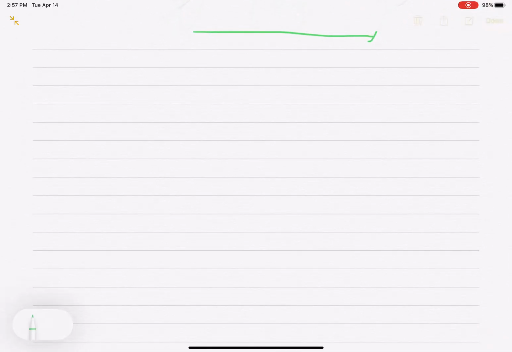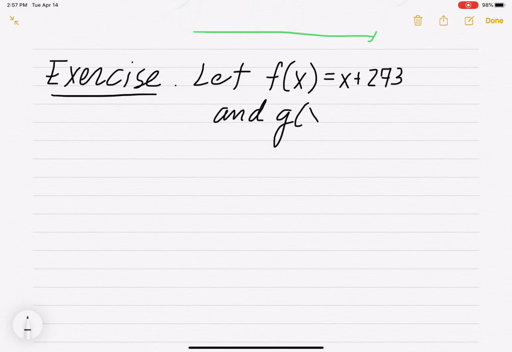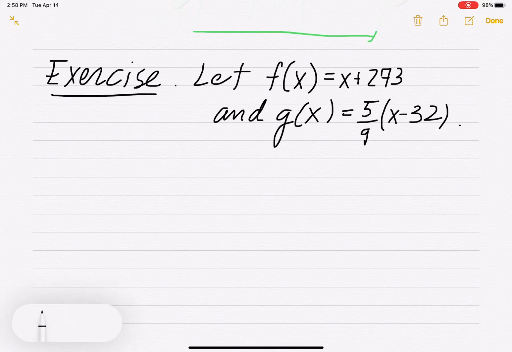So let's see. Let's do an exercise here. Let's say we got f of x is my function. What's my function going to be? X plus 273. And g of x is going to be my second function. Let's make g of x 5/9 times x minus 32. So I'm going to call the first one red. The second one is going to be blue.